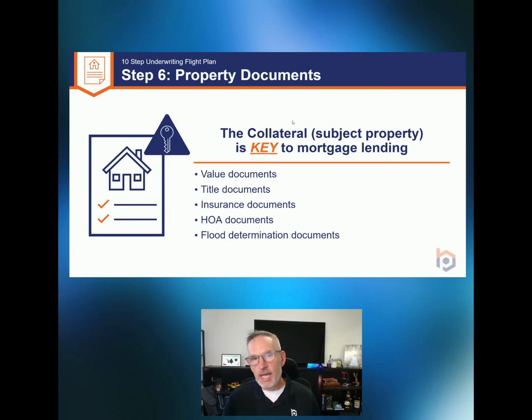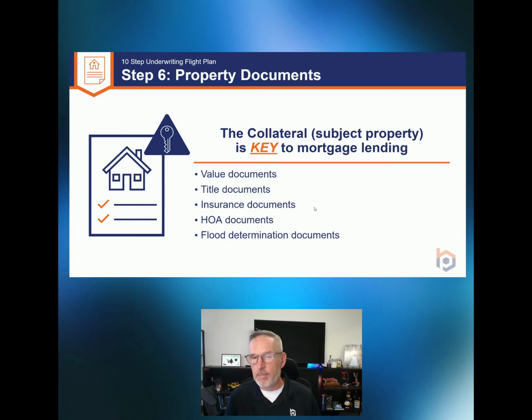So now in this step, what am I reviewing? I'm reviewing the appraisal or value documents. I'm looking at title, homeowners insurance requirements, HOAs, condo requirements, flood determination requirements. Everything here has more to do with the property than the borrower. It's more about the collateral, the fourth C, than it is about the borrower.